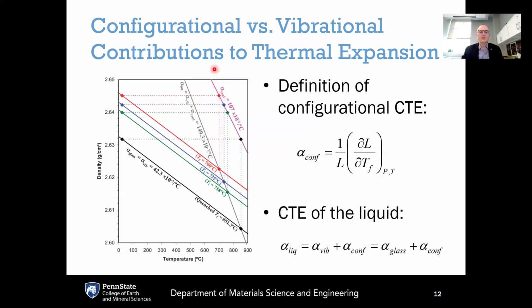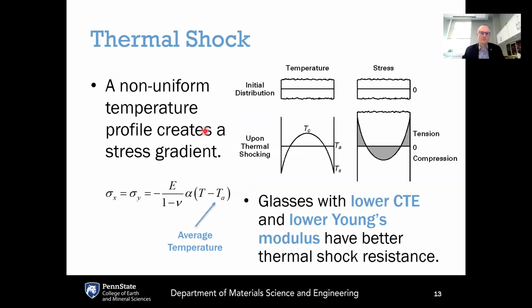So measuring the room temperature density of the glass for different fictive temperatures, and also measuring the vibrational CTE of the glass through dilatometry. These are all lower temperature measurements below the liquid state. And with only those glassy state measurements, we can add up the 2 contributions to the CTE and get the total CTE of the liquid state.